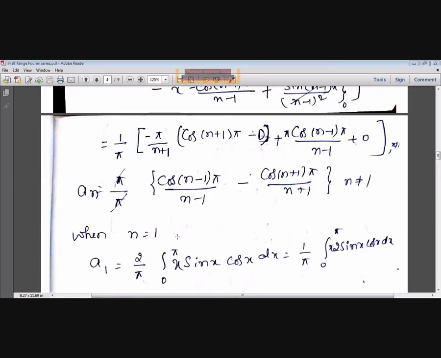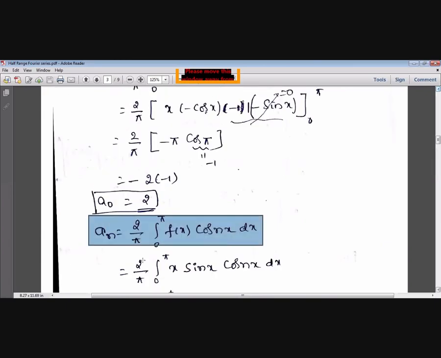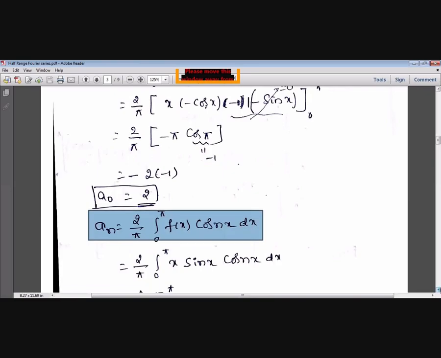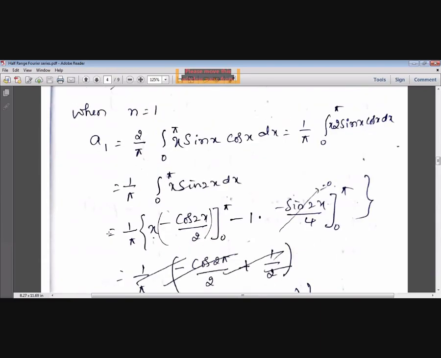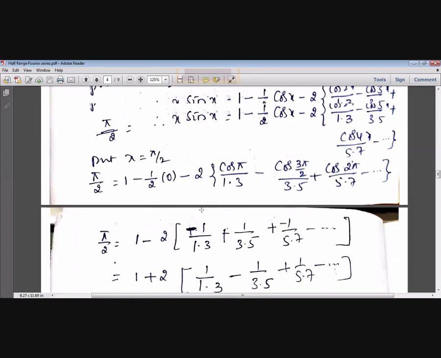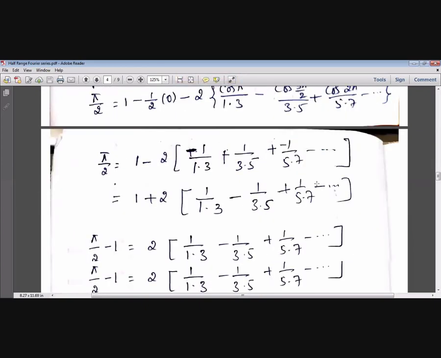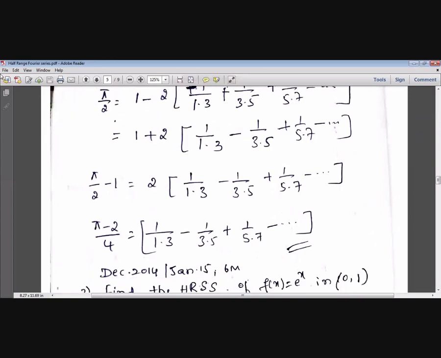When n equals 1, what happens? I will come back to the basic definition of this a_n. I will put n equal to 1. So 2 by pi, integral 0 to pi, f of x cos 1x dx. Understood? We are finding a_n, but not a_1. We'll explain this again because still so much is there. Already time. Second problem we'll explain again next class.